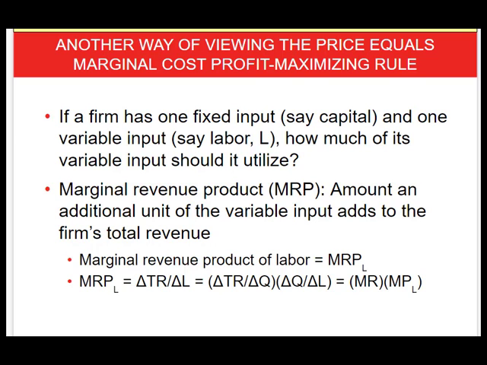So the profit-maximizing question, if I re-ask it, is the following. If a firm has one fixed input, let's say capital, and one variable input, let's say labor, how much of its variable input should it utilize? Quantity of input choices. So I'm going to introduce a new concept, which is called marginal revenue product.